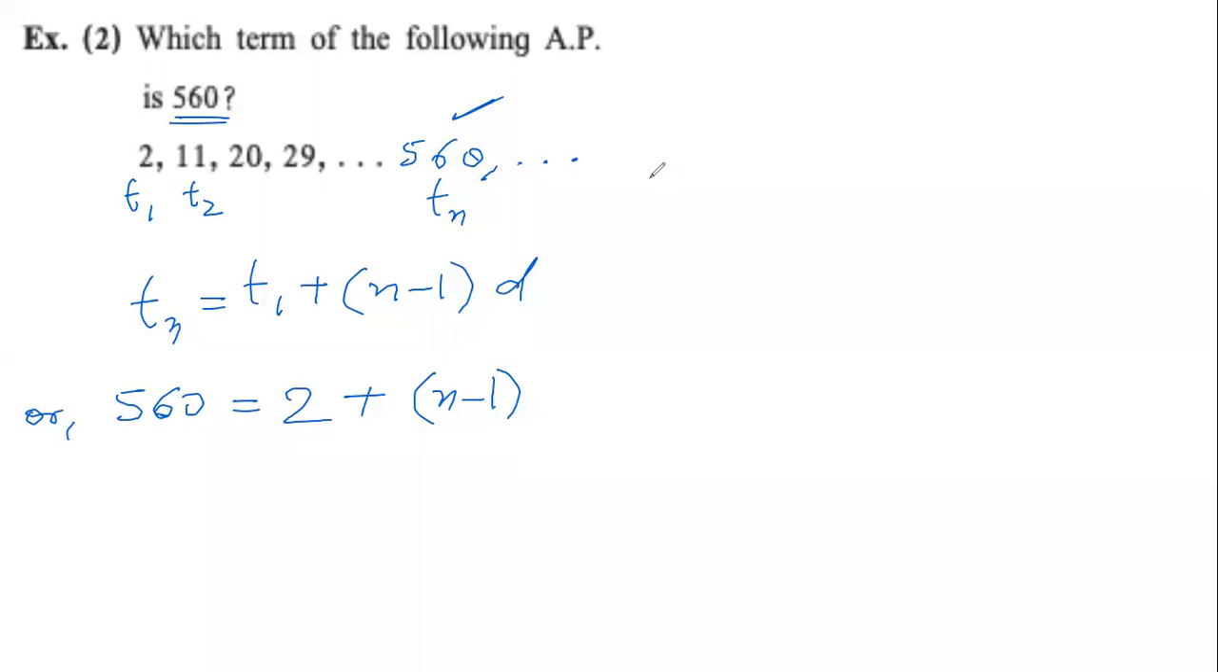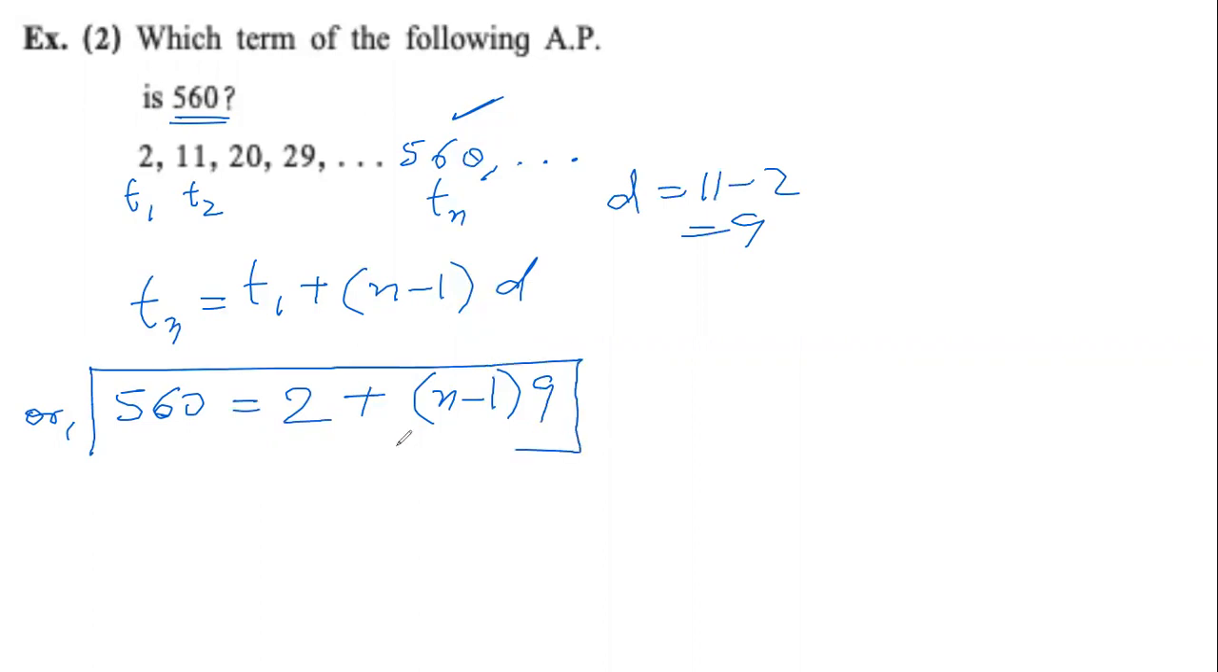9. How did you find it out? Second term minus first term. 11 minus 2 is 9. Right? Now you see, what is this called in mathematics? 560 equals 2 plus n minus 1 into 9. What is this called in mathematics?